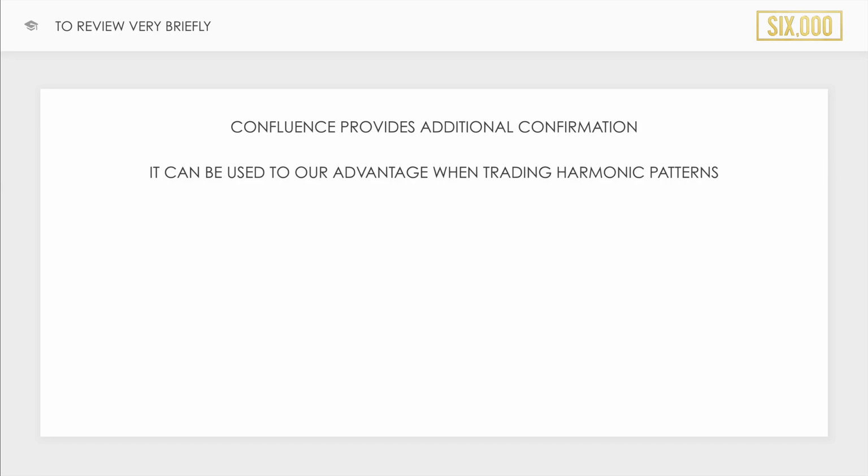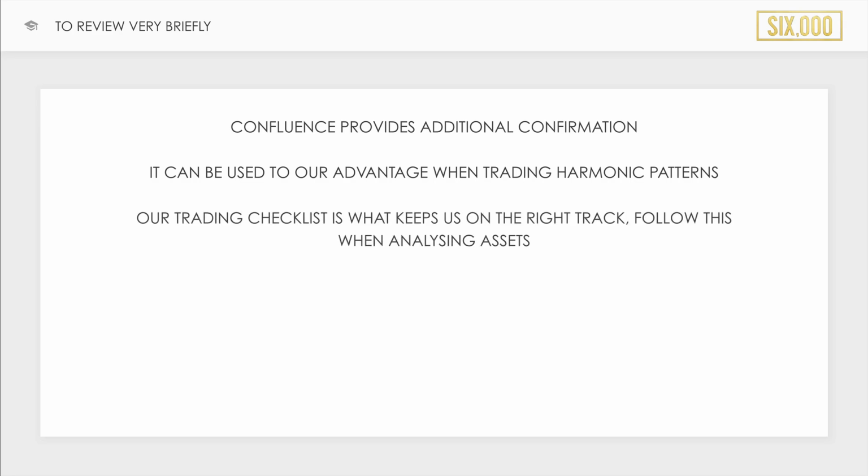So instead of just trading a bullish bat or a bearish Gartley, we can look for support trend lines, we can look for channels, we can look for pennants and wedges, and anything that can support our vision. Now your trading checklist is what keeps you on the right track, and I want you to follow this when analysing assets. Of course, as mentioned, it will change as you progress as a trader, as you advance through your trading career. Your trading checklist just now is simply a guide to get you trading the same setups that I look for when analysing different assets.